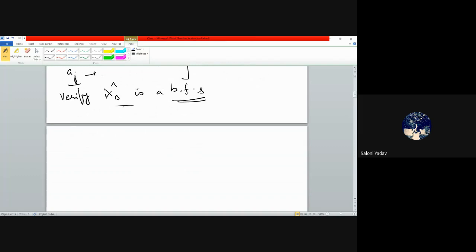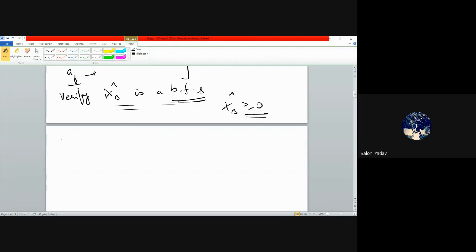But we still need to verify that X_B cap is a basic feasible solution. Now, for X_B cap to be a basic feasible solution, what do we want? That they should be non-negative. And of course feasibility is also coming in somewhere, because they are satisfying the constraints. Ax equal to b is satisfied, right? Now the only thing left to prove is that they should be non-negative. So we only have to verify that your X_B cap should be more than or equal to 0.